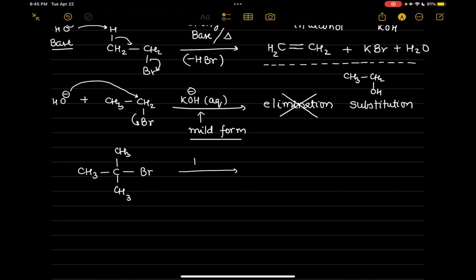Suppose I react it with water, and I react it with KOH mixed into C2H5OH. Sometimes people get confused about what it is. It is alcoholic KOH. Got it? KOH mixed in alcohol with heat, which is represented by delta. Okay, what all can we get?